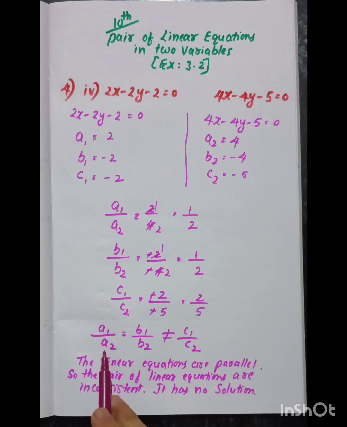As A1 by A2 is equal to B1 by B2 but does not equal to C1 by C2, so the linear equations are parallel. So the pair of linear equations are inconsistent. Inconsistent means they are not dependent on each other, so it has no solution. As given in the problem, if it is consistent, then only we have to do the graphical presentation, but here it is inconsistent, not necessary to show the graphic presentation for this problem.